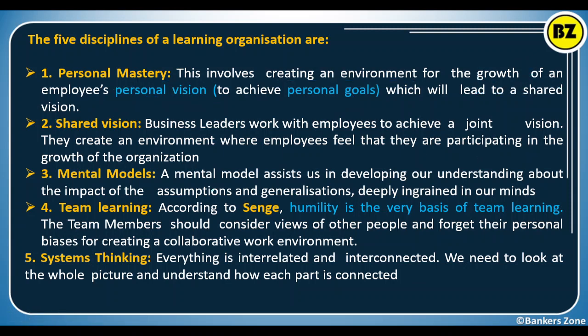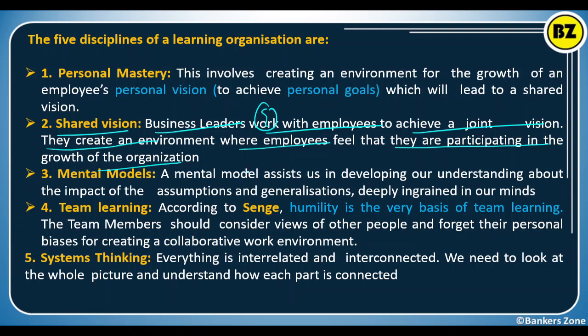Now see, what do you mean by shared vision? Obviously business leaders work with employees to achieve a joint vision. That is shared vision, so a common vision should be there. Now they create an environment where employees feel that they are participating in the growth of the organization. So environment is important. Once there is a good environment, employees can participate in the growth of the organization.